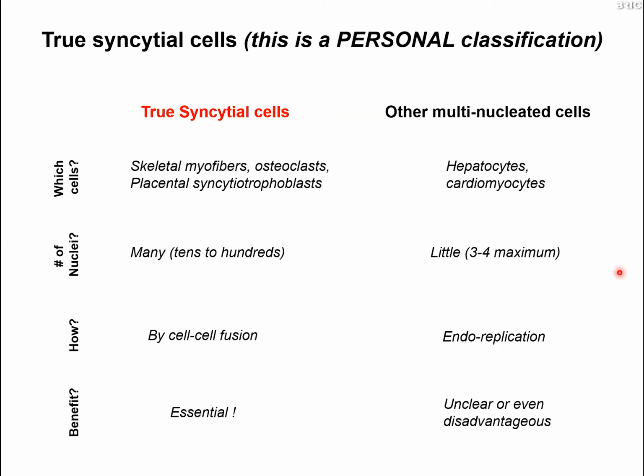Whereas in the case of these other multinuclear cells, the mutants that block their multinucleation do not seem to show any obvious phenotype. And at least for the heart cardiomyocytes, it has been shown that the multinucleation of cardiomyocytes is disadvantageous for heart regeneration. So whenever I say syncytial cells, it refers to cells which have many nuclei in 1 cytoplasm, developed by fusion of mononuclear cells, and their syncytium formation is essential for their biological functions.